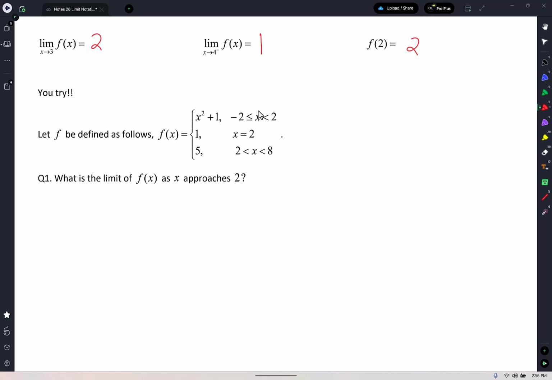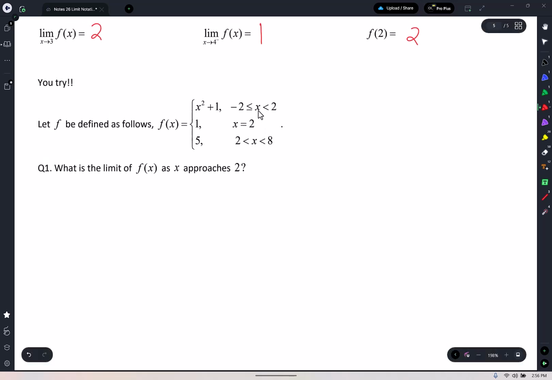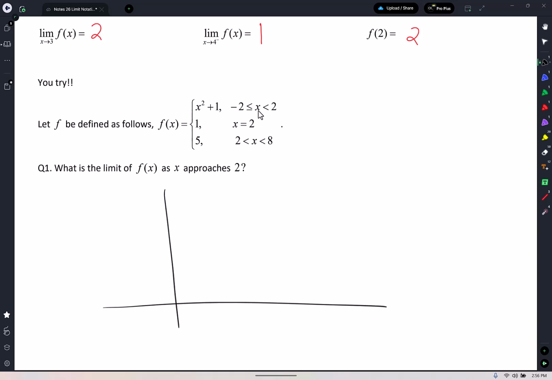How'd you find that? Negative 2 squared plus 1, right? I'll start drawing it for you guys. But guys, come on. You got to be able to do some of these. You're going to have to.